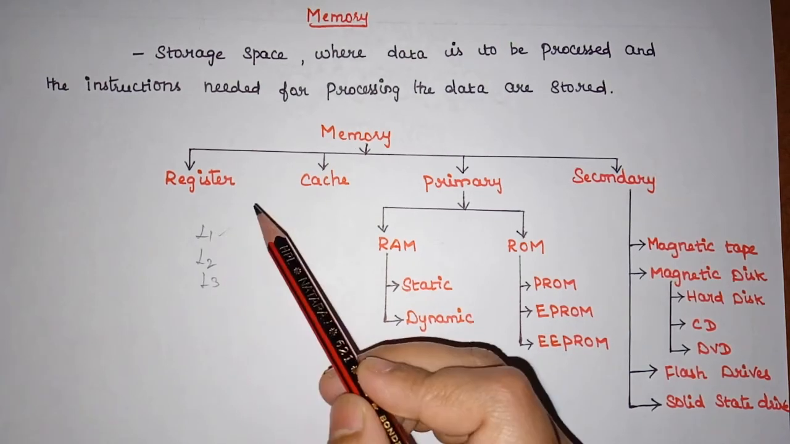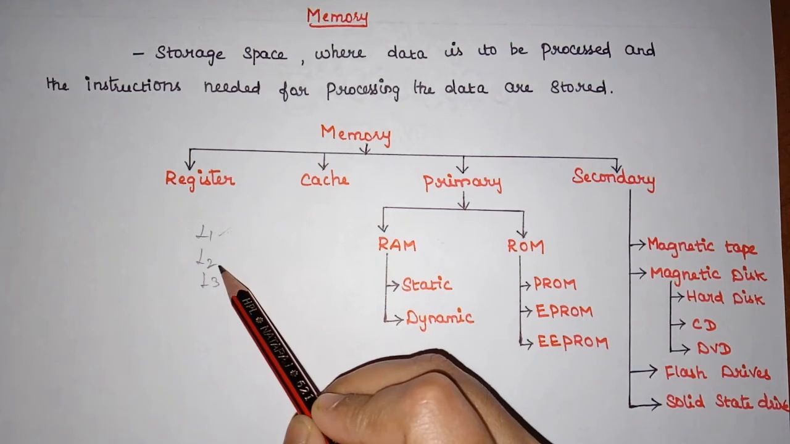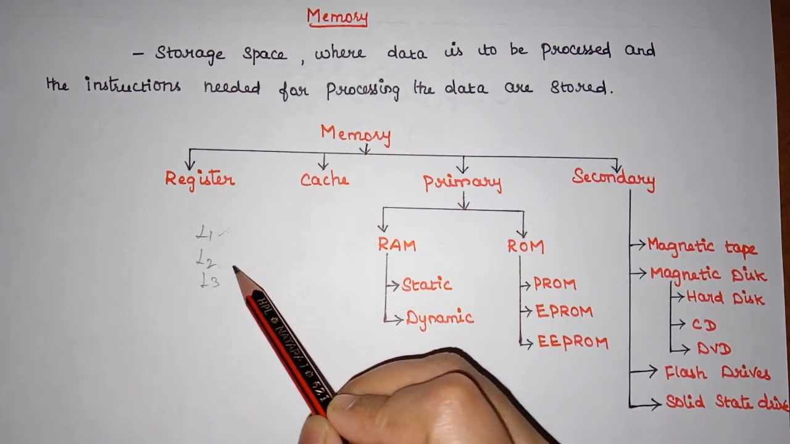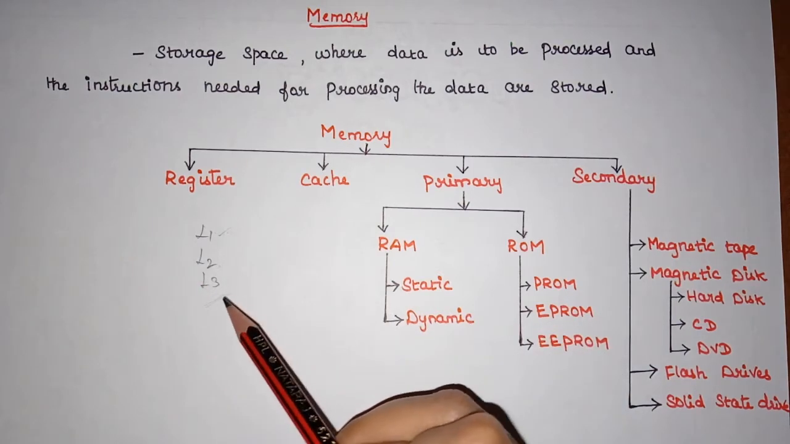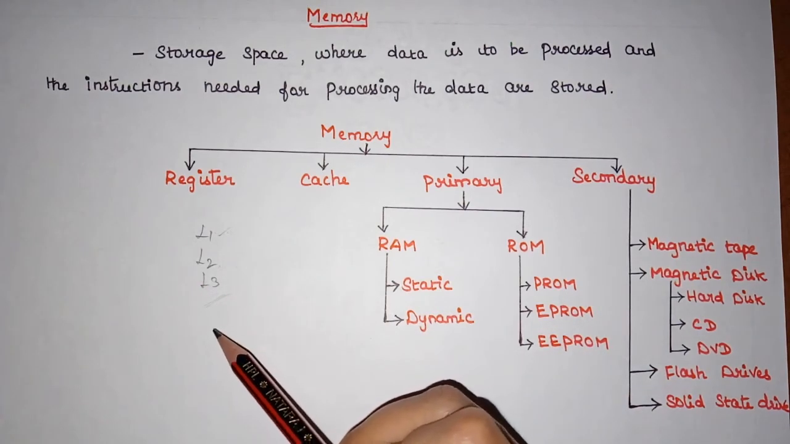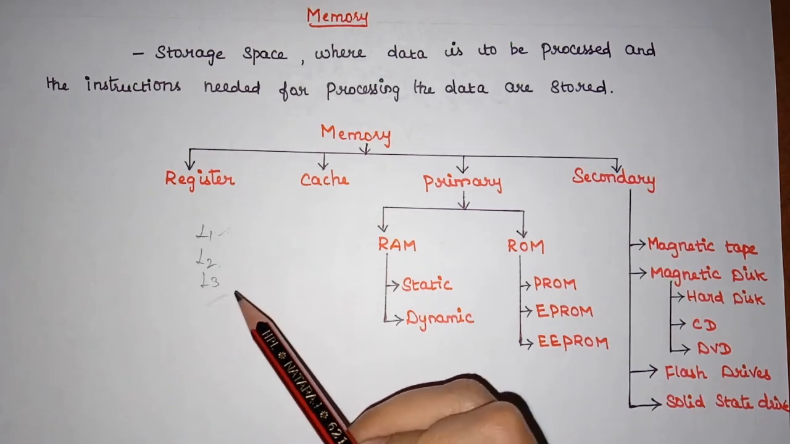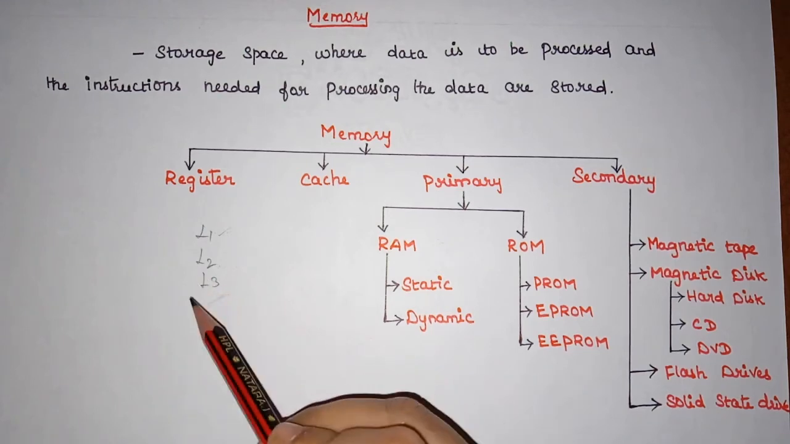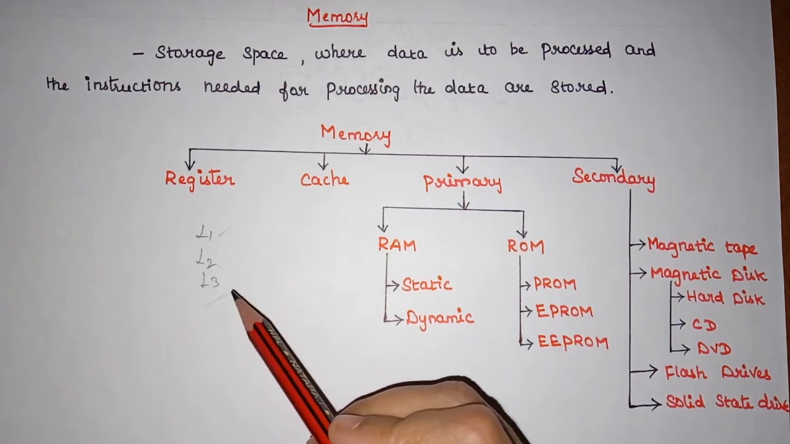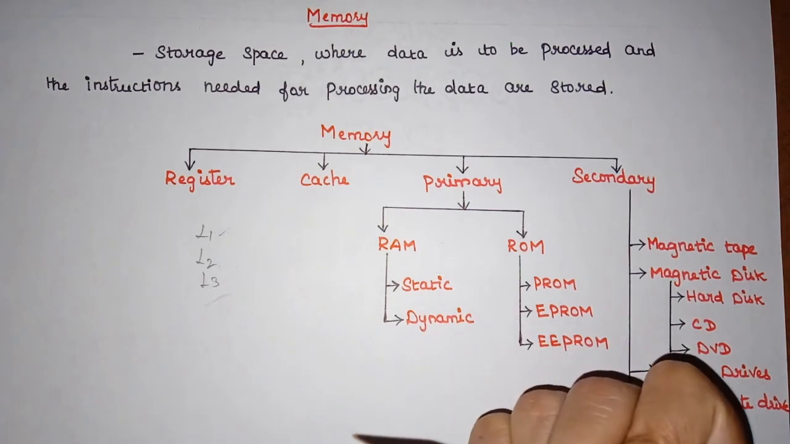L1 is present inside the CPU, and L2, that is level 2 cache, may be either inside the CPU or outside the CPU. Level 3 cache is actually outside the CPU, and it is used only in high-end processors. The purpose of the L3 cache is to enhance the performance of the L1 and L2 cache.